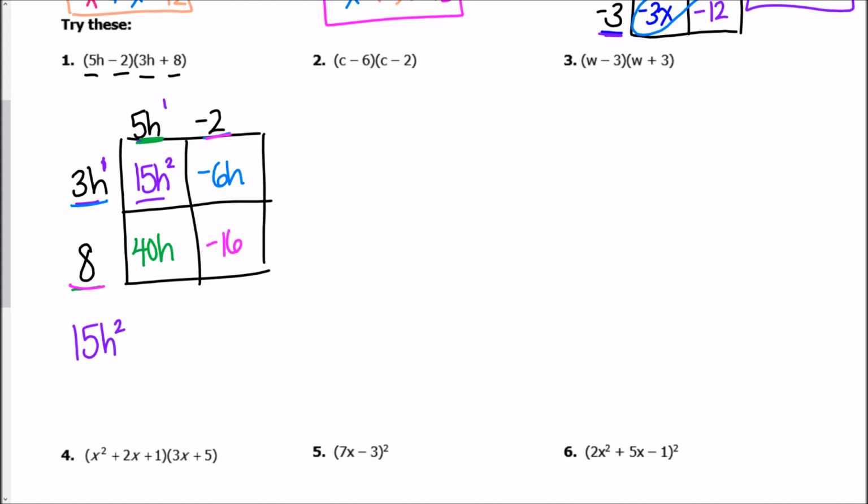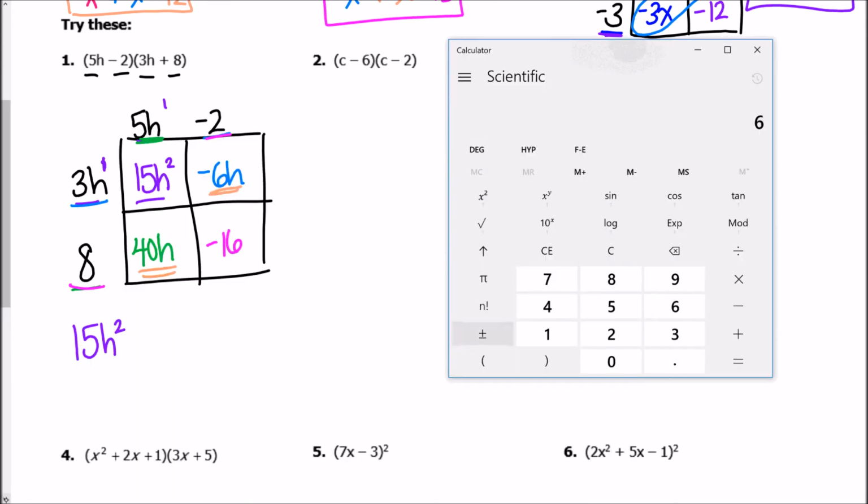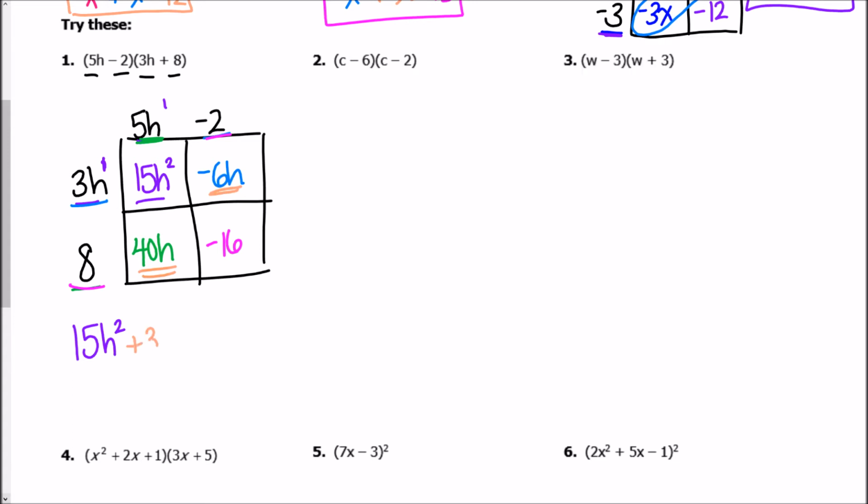Okay? Now, nothing's like this 15h squared right here, so I'm going to just copy it down. Now I have this negative 6h and this positive 40h, and those are like each other. So if I were to put negative 6 and positive 40 together, I end up getting positive 34. So I'm going to write plus 34h. Okay, and then this minus 16, nothing's like it, so it tags along, and that's my answer.